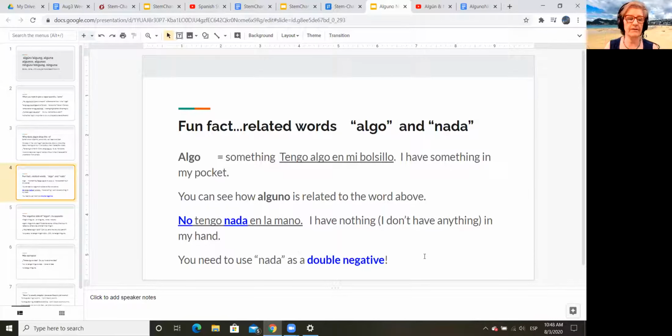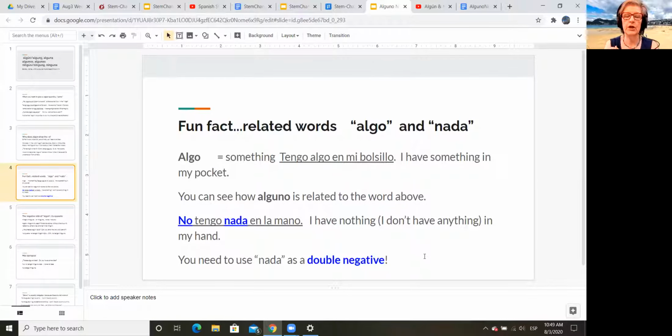Okay, fun fact. I told you about ALG, right? Related words. Algo means something. Not some, something. Nada means nothing. So here are two more words that have similar beginnings, right? They're opposites of each other, an affirmative and a negative. The affirmative is algo, something. The negative opposite is nada, nothing at all. Okay? Algo. Tengo algo en mi bolsillo. I have something in my pocket. And algo is always algo. Algo does not go off into feminine forms or plural forms. It's just always algo.